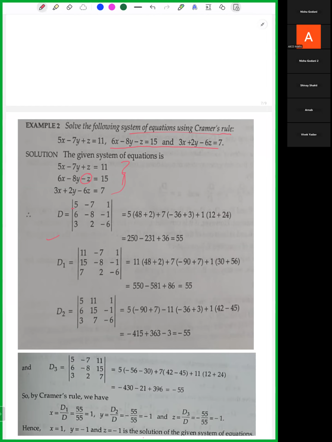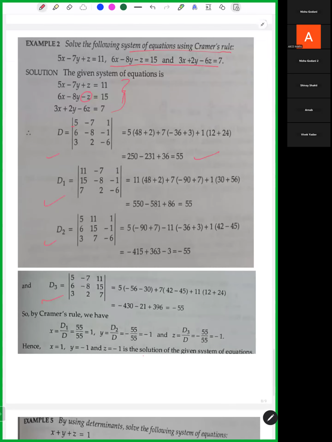Now from this matrix, you can find the determinant. So it is 55 in this case. Then D1, D2, D3 are calculated. And using the formula x equal to D1 upon D, y equal to D2 upon D, and z equal to D3 upon D, you have values of x, y, and z.